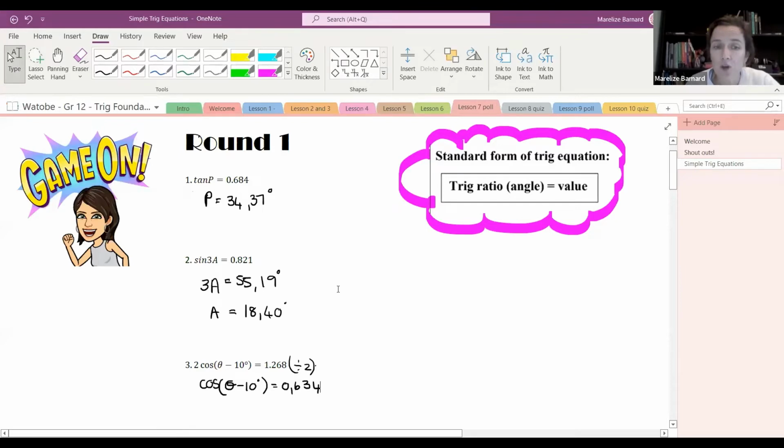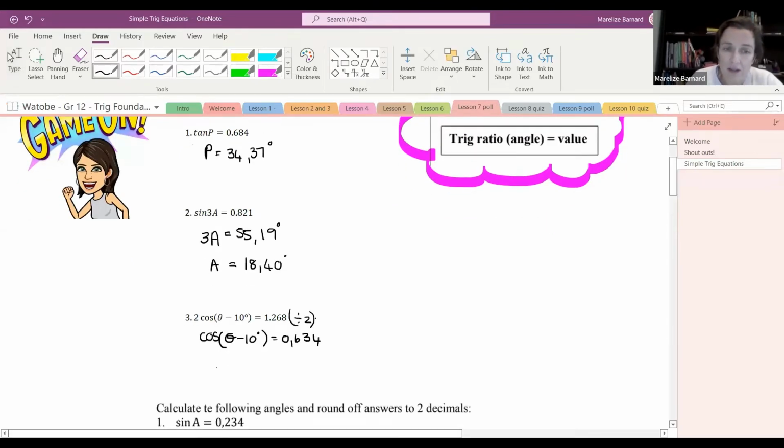Okay, we can't go any further. We go to our calculator and find what the angle is. So in this case, it's theta minus 10 is my angle. And I go shift cos of 0.634. And that should give you 50.65 degrees. But I need theta, not theta minus 10. So to fix this, I'll put plus 10 on both sides. So then theta is 60.65 degrees.